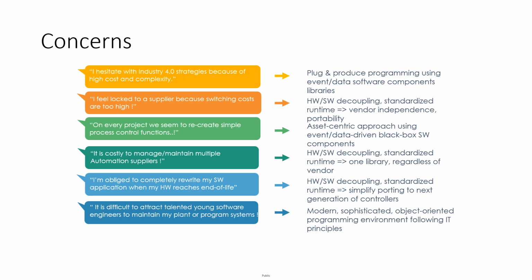Repetitive effort: the asset-centric reusable function block approach allows engineers to reuse software components, reducing the need to recreate simple process control functions for every project. Managing multiple vendors: the open and standardized runtime environment of IEC 61499 allows using a unified library across vendors, minimizing costs associated with managing multiple suppliers.